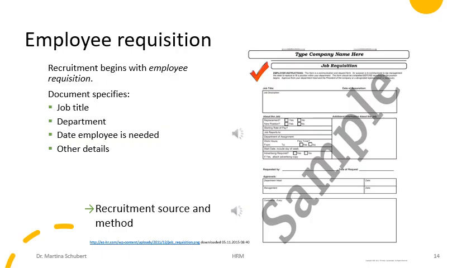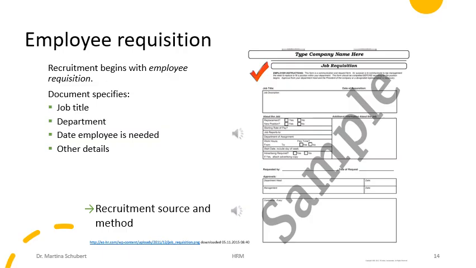So let's start now with the recruitment process. When human resource planning indicates a need for employees, the firm may evaluate alternatives to hire. This is what we said before. But if they decide to hire someone, the recruitment begins when a manager initiates an employee requisition. This is a document that specifies the job title, department, the date the employee is needed for work, and other details. With this information, managers can refer to the appropriate job description to determine the qualifications the recruited person needs. In brackets, job specification.